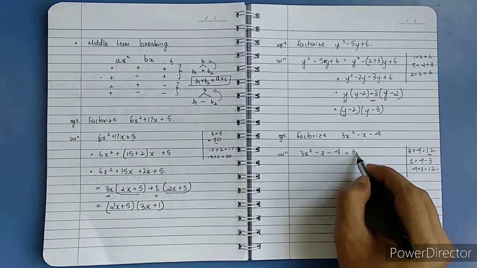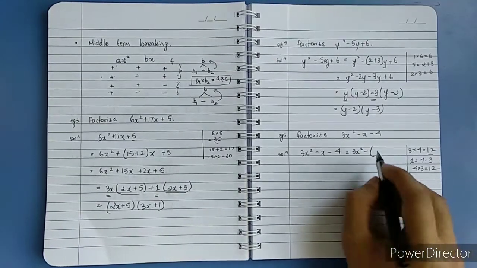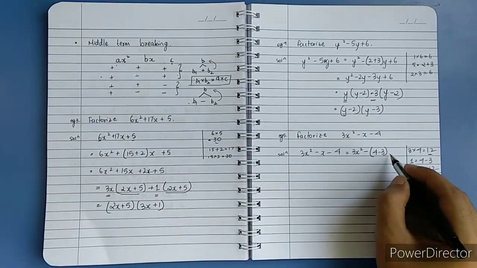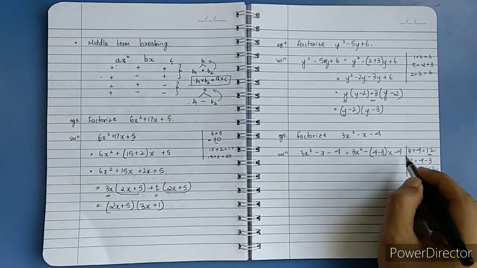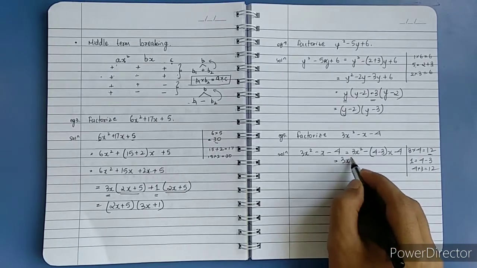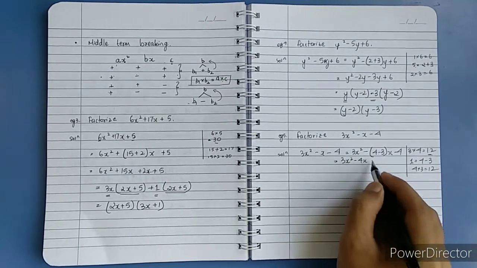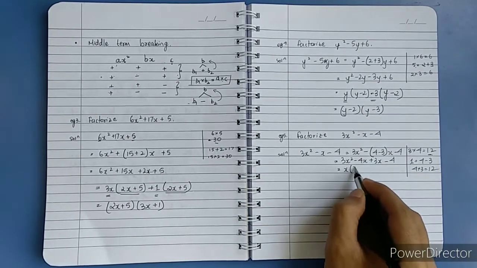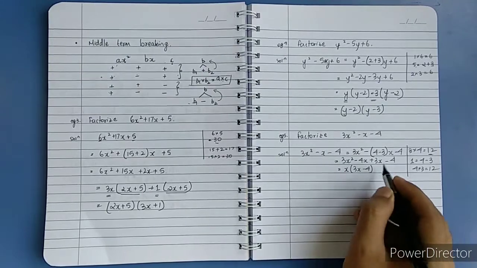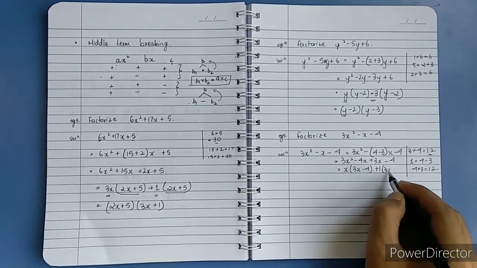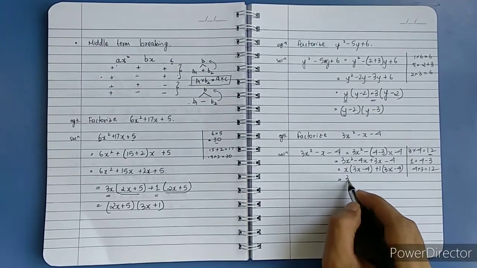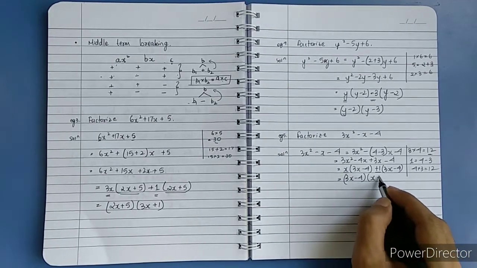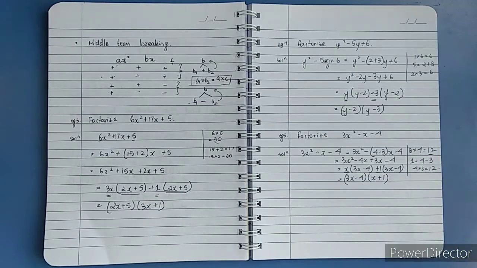So this becomes 3x square minus, we'll write 1 as 4 minus 3, b1 minus b2, 4 minus 3, x minus 4. So we have 3x square minus 4x plus 3x minus 4. So x comes common, 3x minus 4. Here we have only one common, 3x minus 4. 3x minus 4 comes common from both of them, and we are left with x plus 1. So this is our factorization.